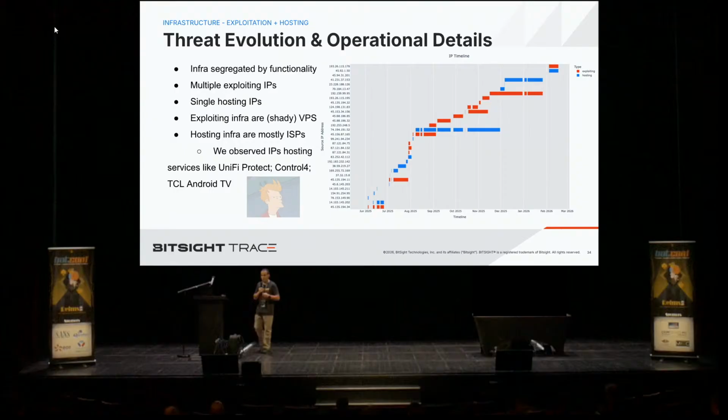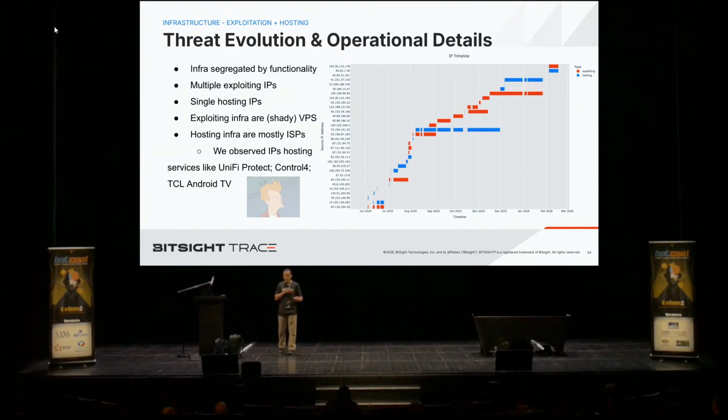If we look at the actual IPs, the exploitation and hosting IPs, we can see that they segregate their infrastructure by functionality. On the right side graph, you can see a timeline where the blue lines are the hosting infrastructure and the orange lines are the exploitation infrastructure. For the hosting infrastructure, there's no overlap in IPs, so there's only one active hosting IP during this entire time, but during some periods they were using multiple exploiting IPs. The exploitation infrastructure is the standard shady VPS that accepts cryptocurrency as payment.